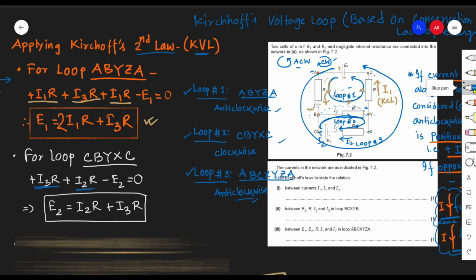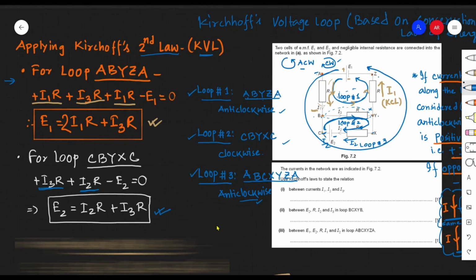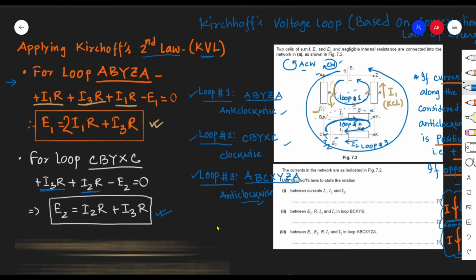The current I2 is flowing through the resistor which is at the bottom of the circuit. The loop is also along the same direction, positive I2R. Where the loop ended up, it ended up reaching the negative terminal of the supply E2. So minus E2 equals 0. We transposed E2, we got some expression for E2.